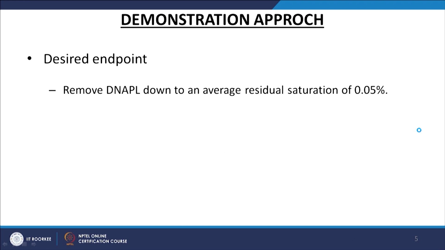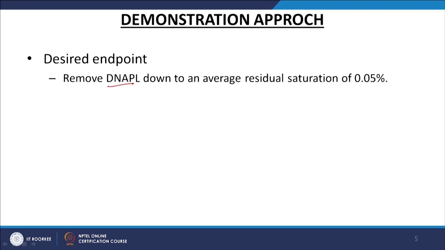So, what are we trying to look at? We are trying to bring down the NAPL to average residual saturation of 0.05%, let us say. I think it was around 2 to 4%, right, and I think 14% by weight or so on. But again, here we are bringing that down to 0.05%, let us say, right.